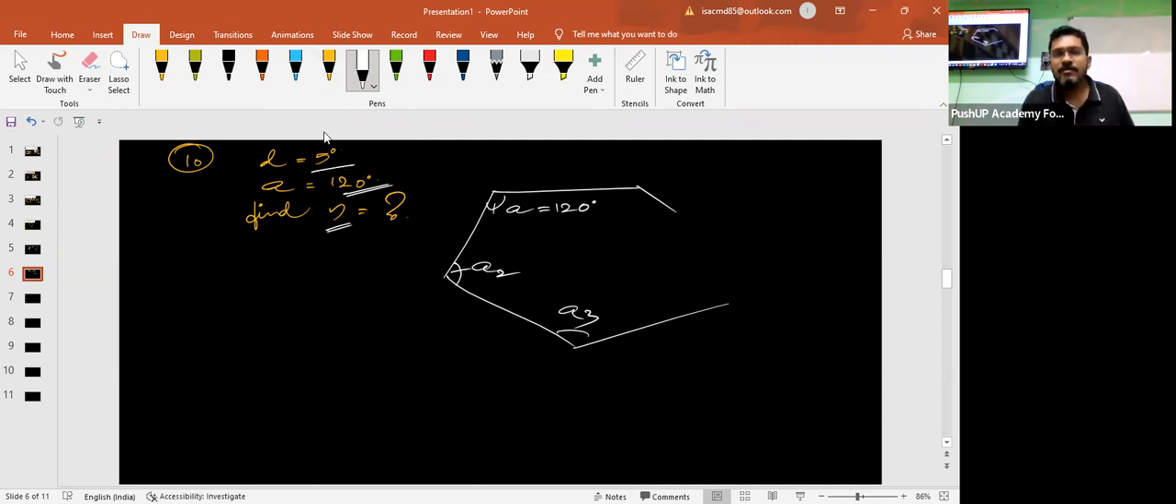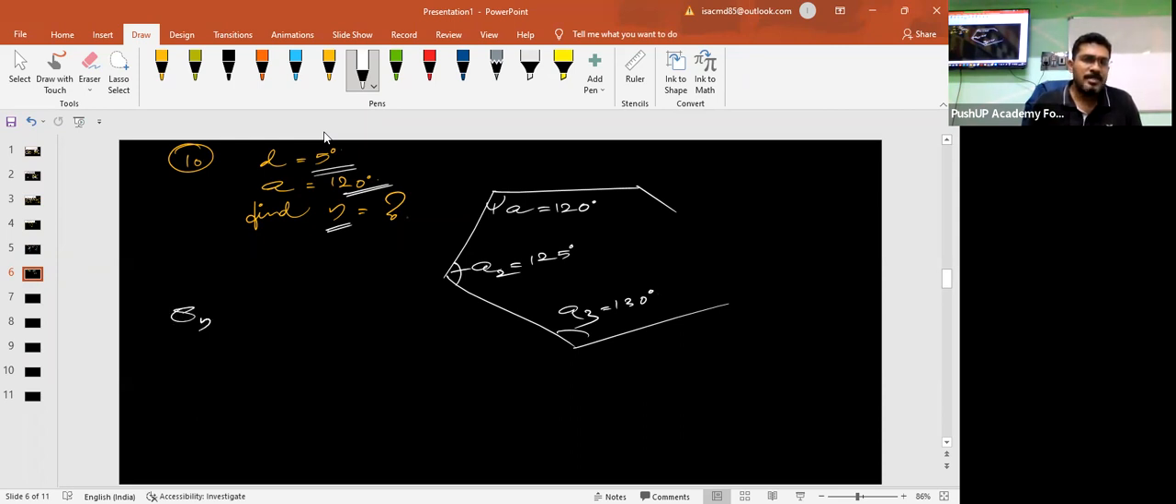And very clearly, they have mentioned that the common difference between each angle of this polygon is 5 degree. So it's quite natural to say that the value of A2 will be 125 degree, value of A3 will be 130 degree, and so on, right? Okay. Now, they have given you the first term and the common difference, and they are asking us to find the number of terms.